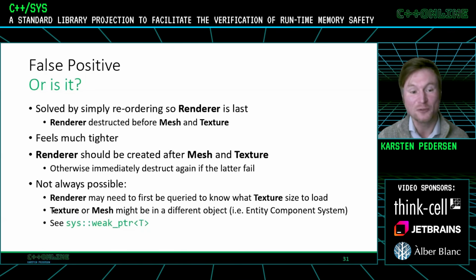The biggest issue would be that texture or mesh might be in a different object entirely, like a cache, or you might have the objects stored in a sibling object if you're looking at an ECS system. But that's what weak pointer is for.